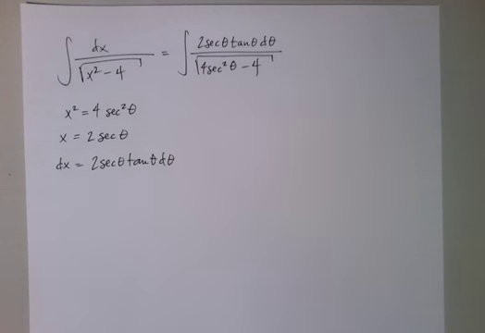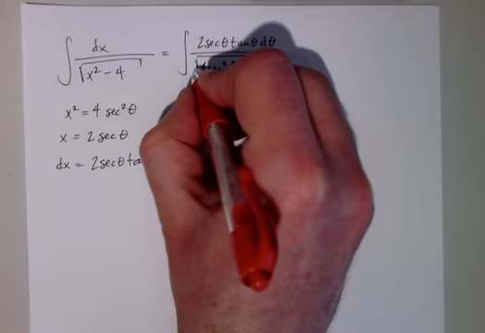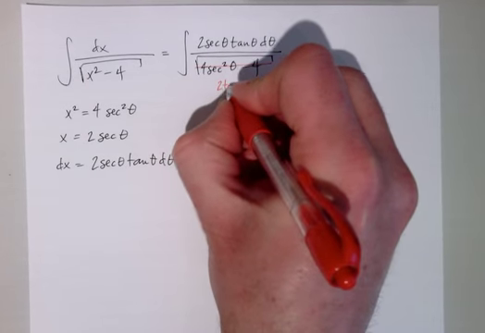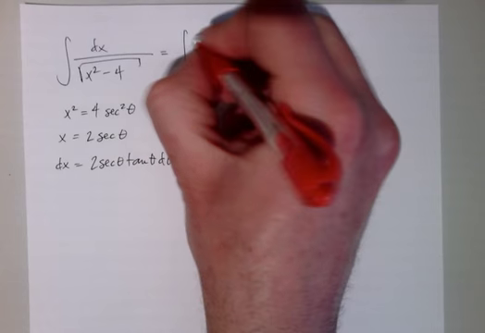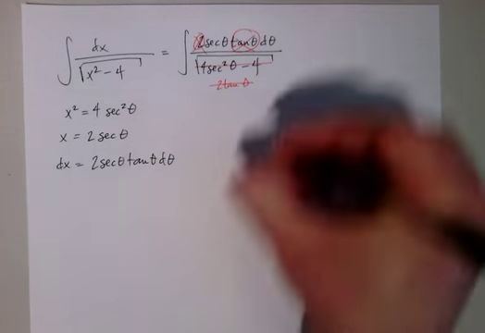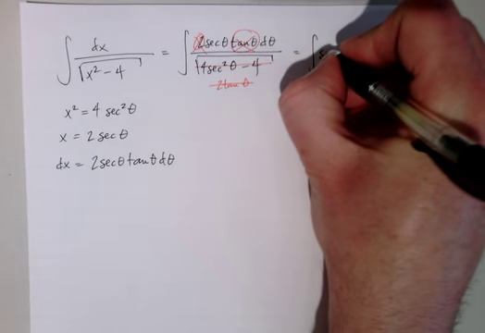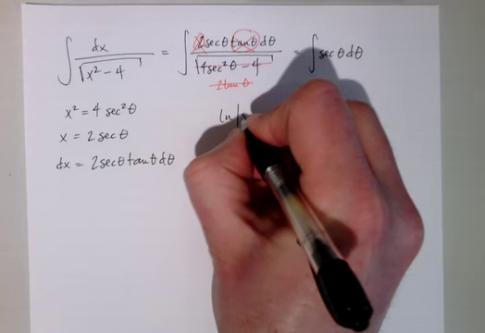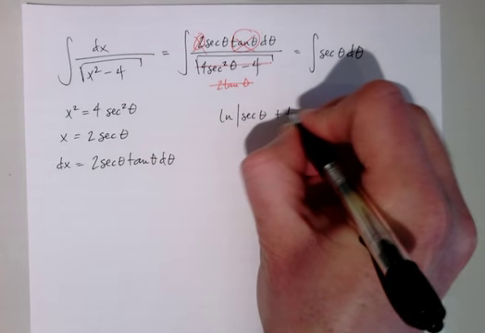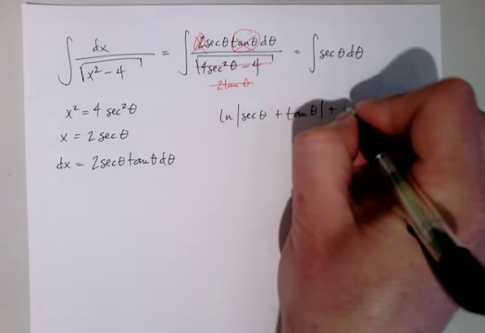Well, the 4 secant squared theta minus 4 winds up being 2 tangent theta the moment that you actually use the trigonometric identity. So that cancels out with this and this. Boom, boom. And what I'm left with is actually just a very simple secant theta d theta. Well, if you remember, that's natural log of secant theta plus tangent theta plus c.